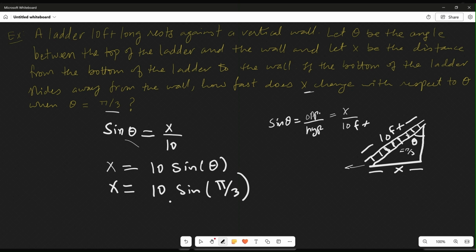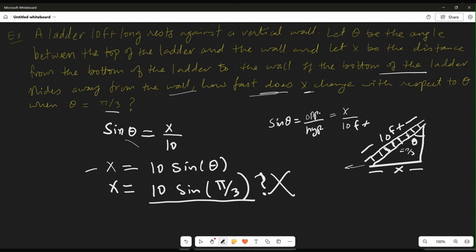And here we are making the mistake. We are asked if the bottom of the ladder slides away from the wall, how fast does x change? We have to find the derivative here. Do not just simply plug in the theta and solve this for x. Okay, and this is a common mistake.